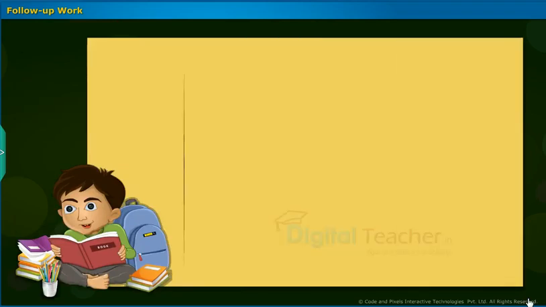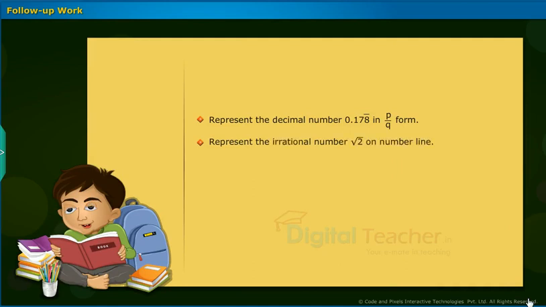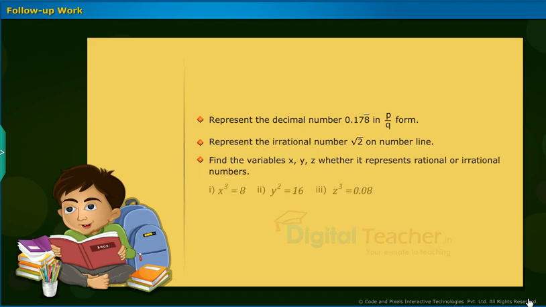Follow-up work. Represent the decimal number 0.178 with a bar in p/q form. Represent the irrational number root 2 on the number line. Find whether the variables x, y, z represent rational or irrational numbers. 1. x cubed equals 8. 2. y squared equals 16. 3. z cubed equals 0.08.